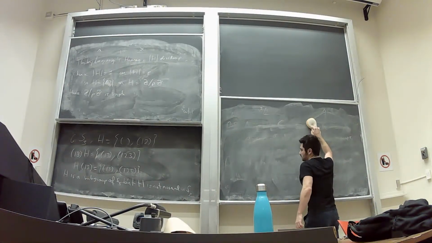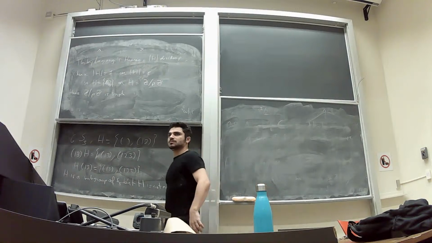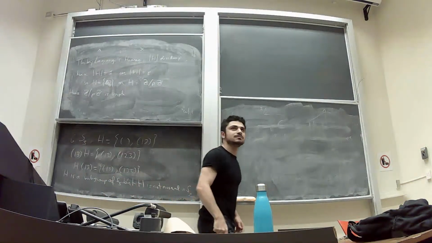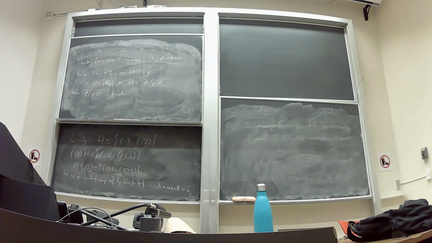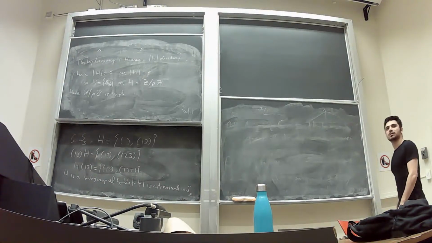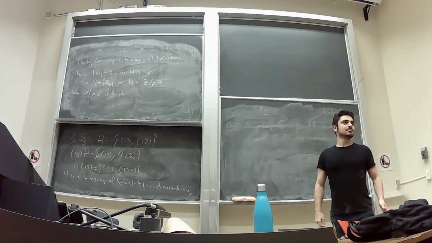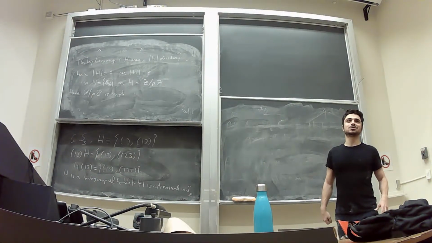Now, what is good about normal subgroups? Why do we study normal subgroups? Okay, they look good. Left cosets are equal to right cosets: gH is equal to Hg, or gHg inverse is equal to H for all g. Great, but why do we study them? You should always ask yourself why.